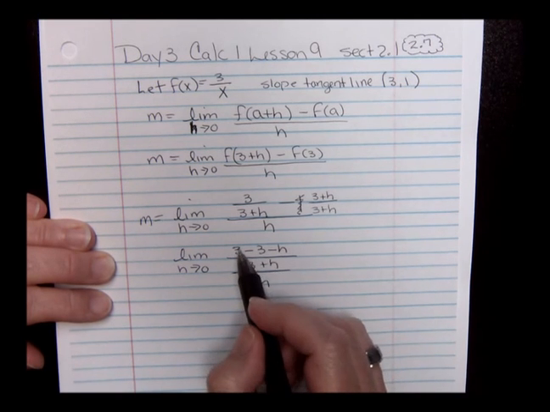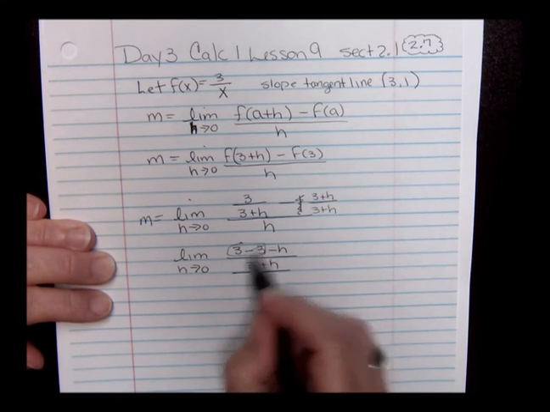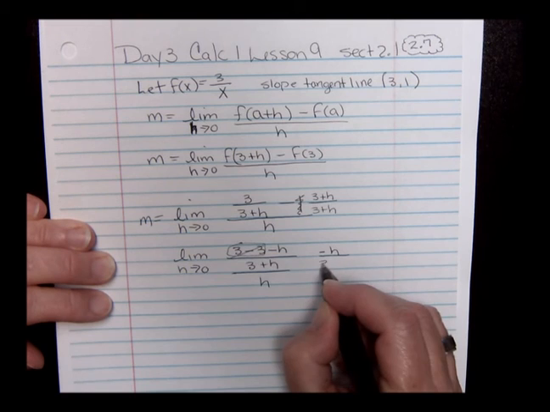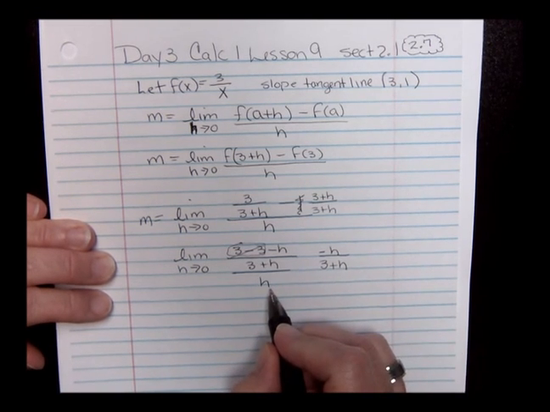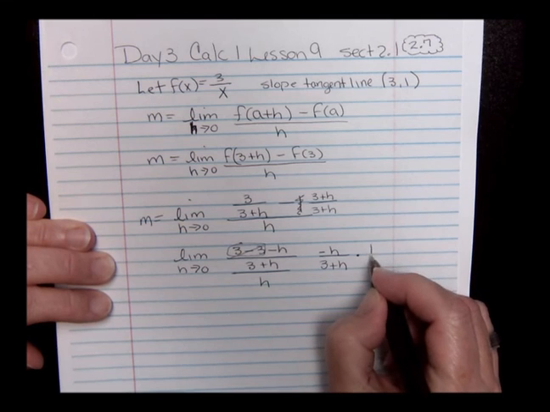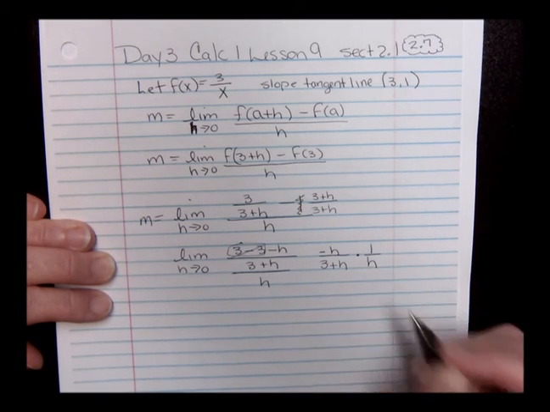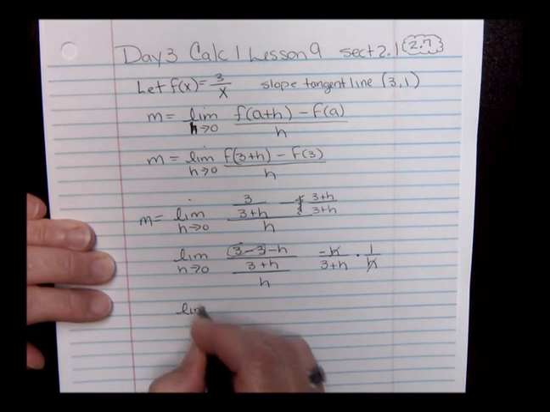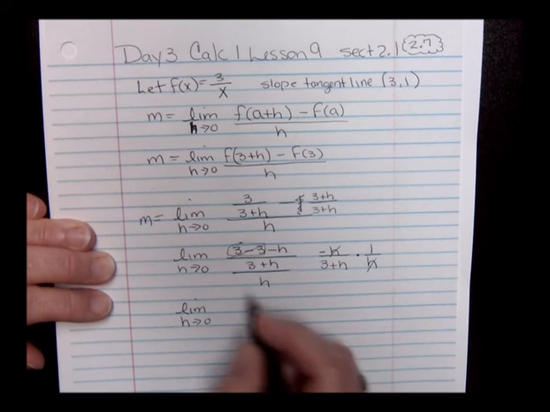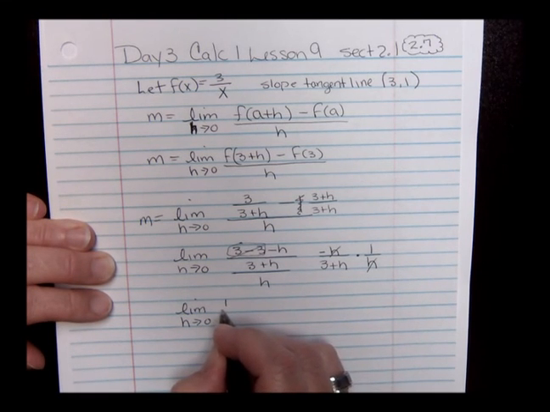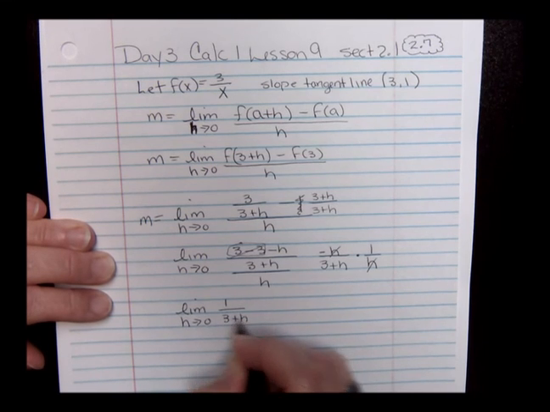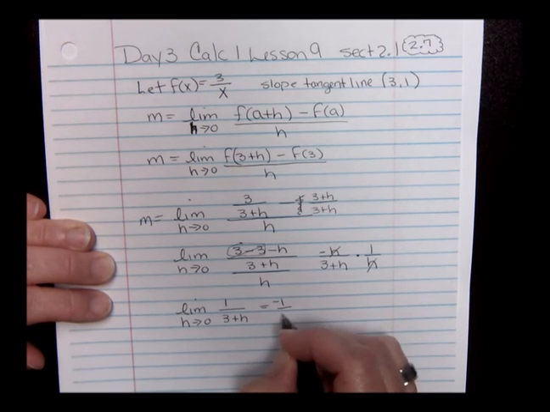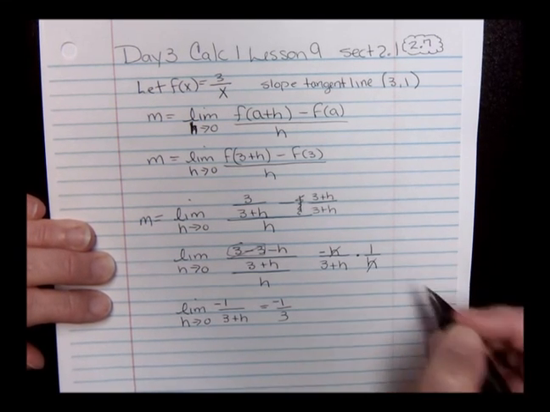So here I see that the 3's do cancel, gone, and then I have negative h over 3 plus h, and it's divided by h, so I can invert and multiply here, and I see it reduces. So now I have the limit as h approaches 0 of negative 1 over 3 plus h, and I can substitute in my 0, and I will get negative 1/3. Forgot the negative. Sorry. Okay. All right. So we have the negative.